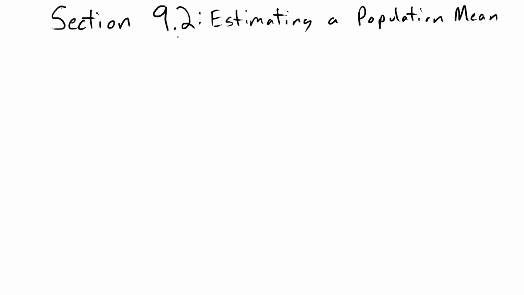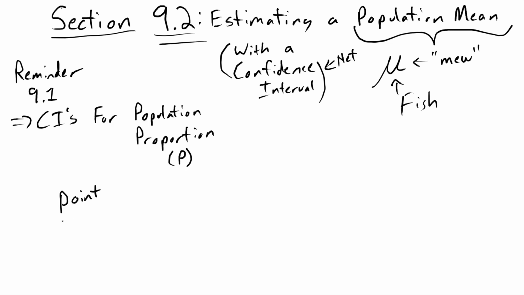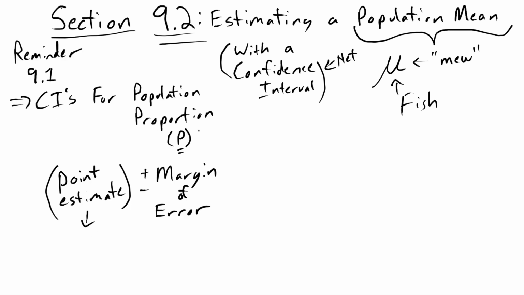Hello again, this is Michael Sulak with a look into section 9.2, which is about estimating the mean of a population. In section 9.1, we looked into confidence intervals for the population proportion. We took the point estimate for our population proportion and we added and subtracted the number that we called the margin of error. And so the point estimate for the population parameter, in this case a proportion, is always just the corresponding type of number from the sample.